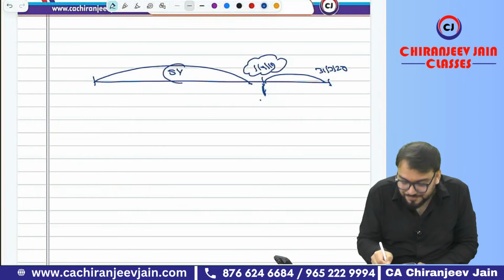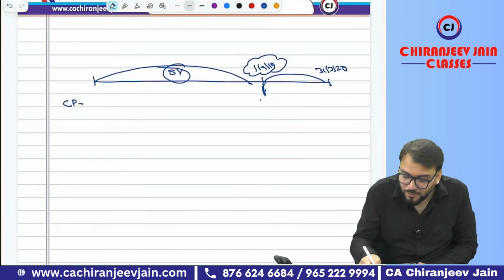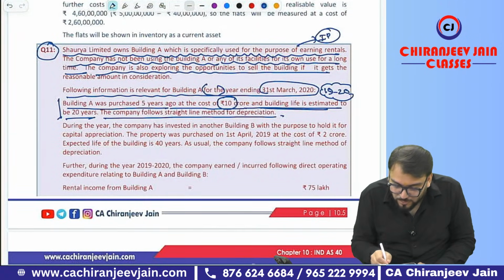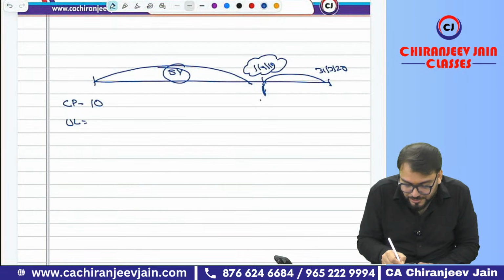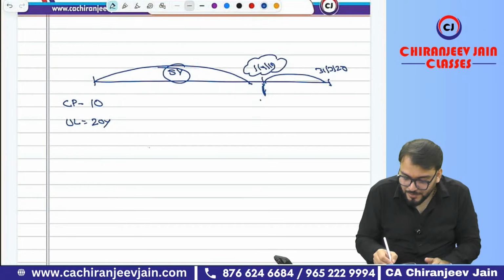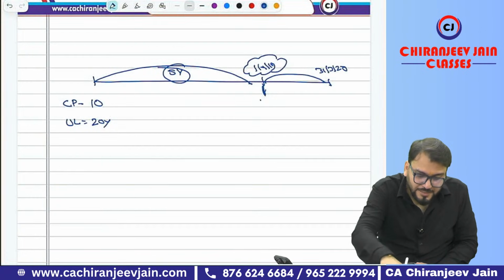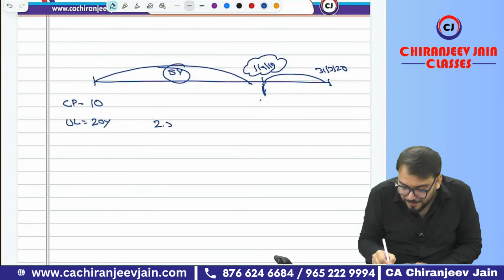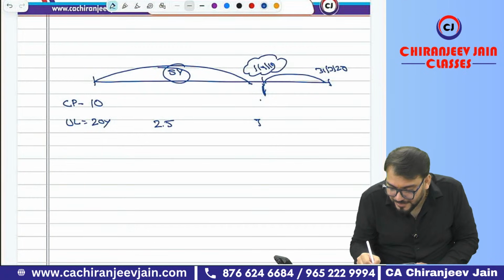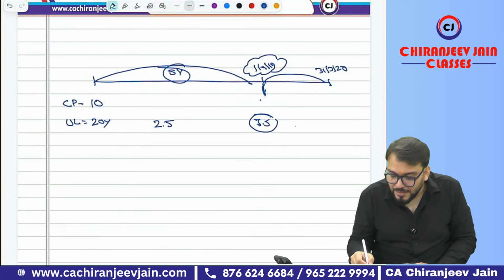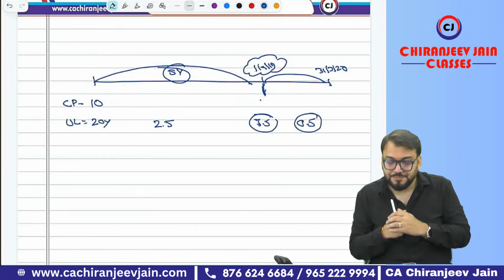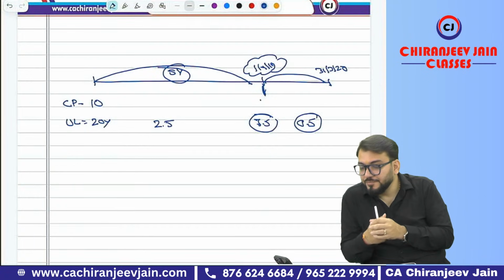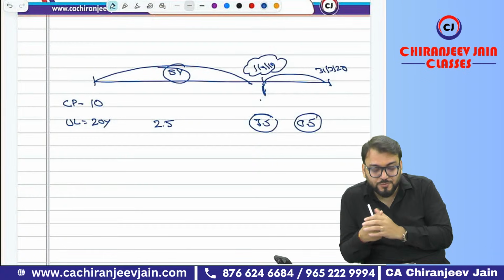So this is 5 years, and the cost price was how much? 10 crore. Useful life was how much? 20 years. It means what is the accumulated depreciation? 10 into 5 divided by 20 means the accumulated depreciation is 2.5 and the carrying amount is 7.5, and the depreciation of this year will be 0.5. Have you understood this point or not?